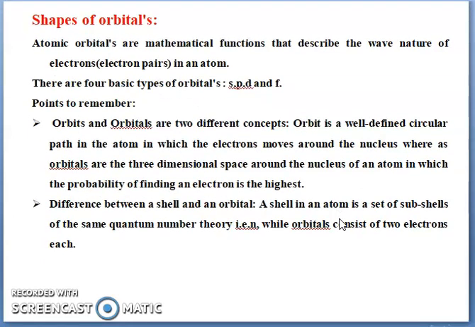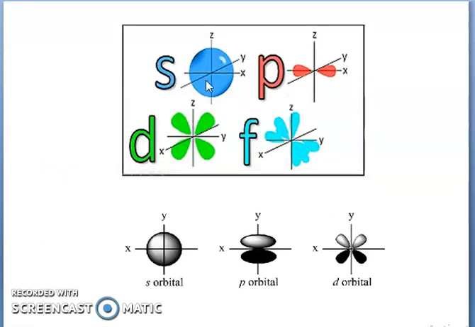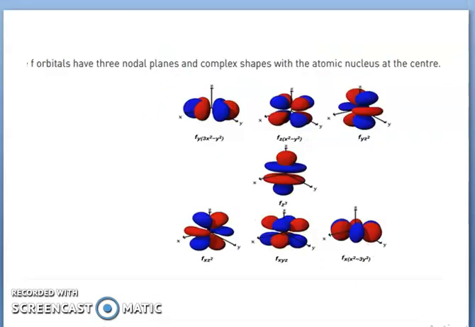Next you can see the s orbital, p orbital, d orbital, and f orbital structures and their representation. You can see the s orbital, the p orbital, and the d orbital, dumbbell-shaped and so on. Especially, f orbitals have 3 nodal planes and complex shapes with the atomic nucleus at the center. You can see the representation of different types of f orbitals.